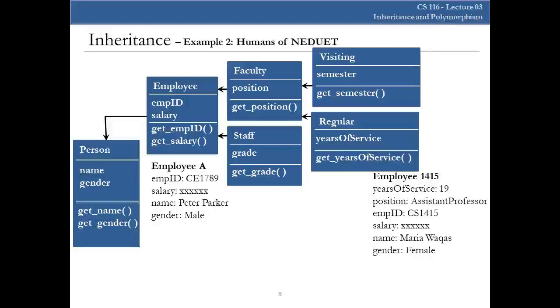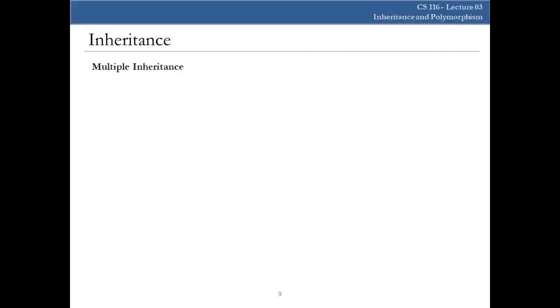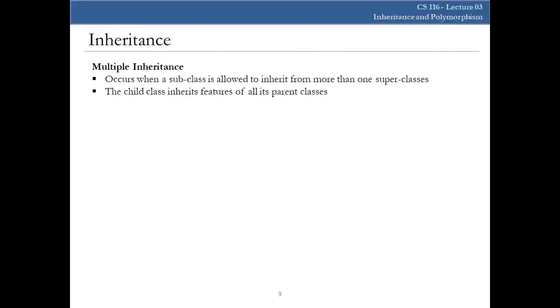Now, this is a related concept. Multiple inheritance means that a class is allowed to inherit from more than one superclass. That means a child can have more than one parent, and in this case the child class will inherit all the attributes and methods of all its superclasses. Right, now let me show you an example.